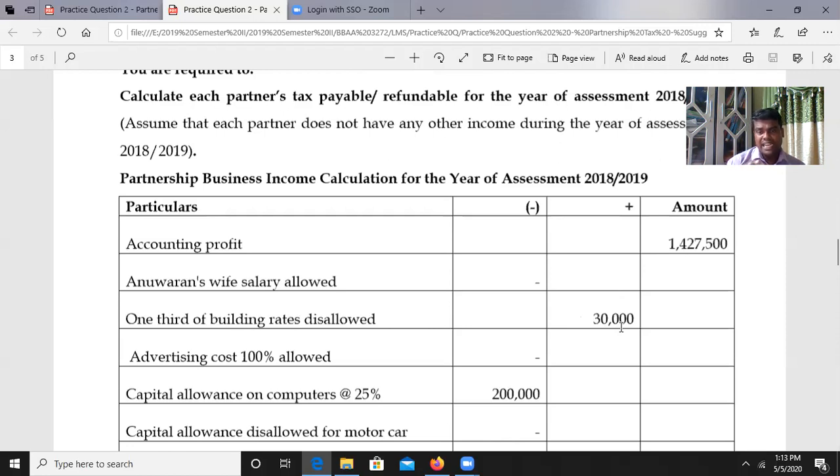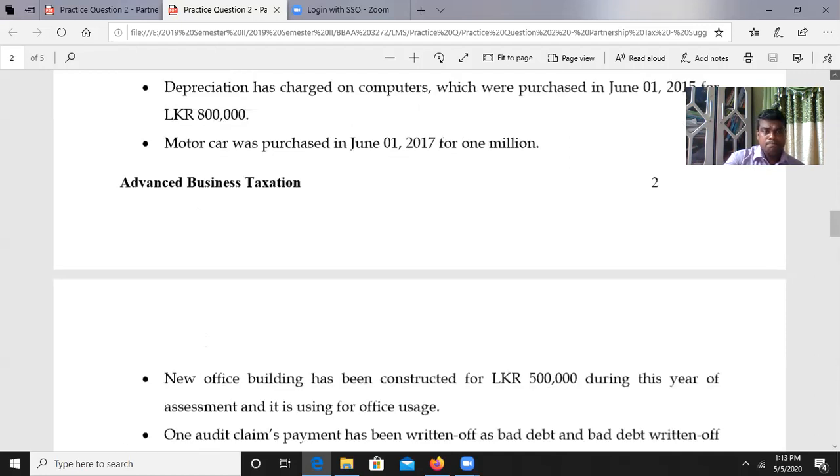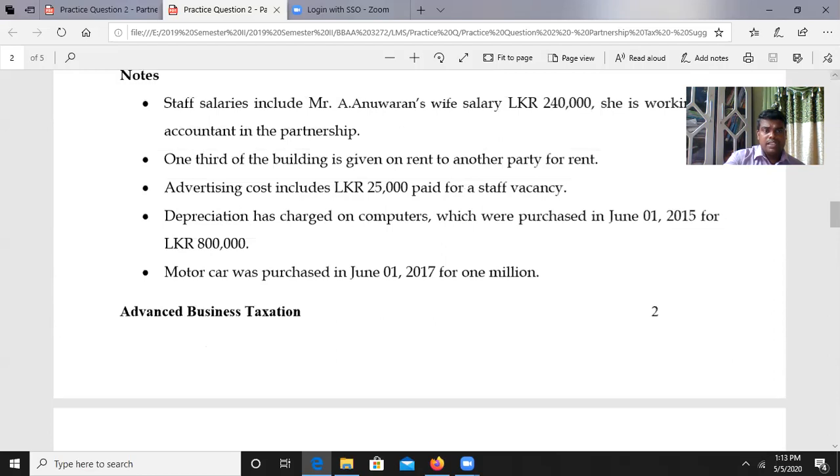That's why I added 30,000 with the accounting profit, because that 30,000 is a disallowed expense in the partnership assessable business income calculation. Then next note, it is related with advertising cost.